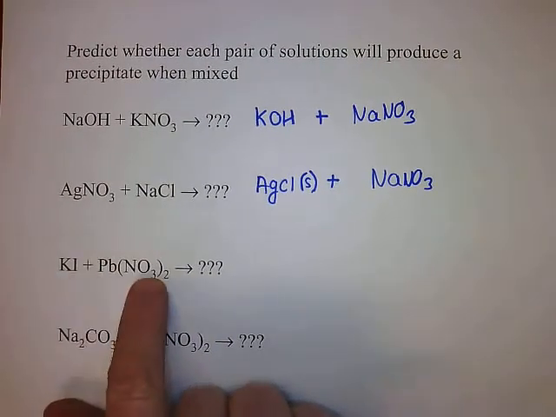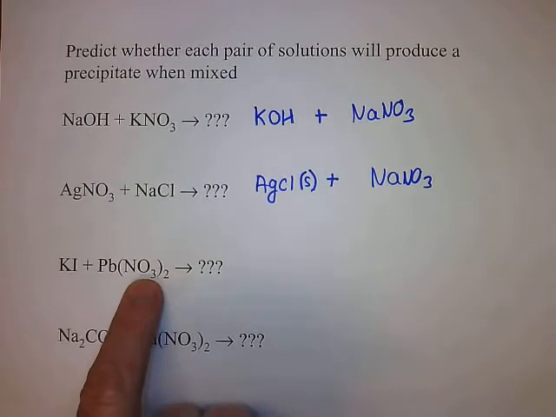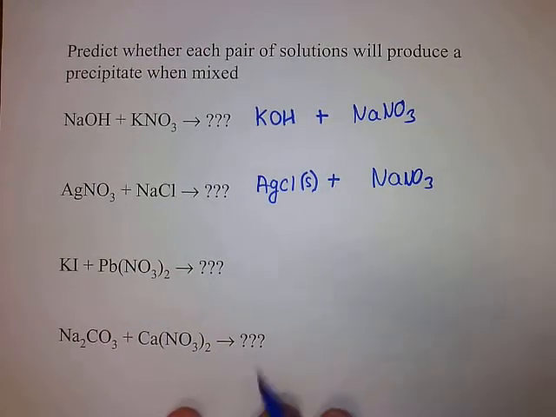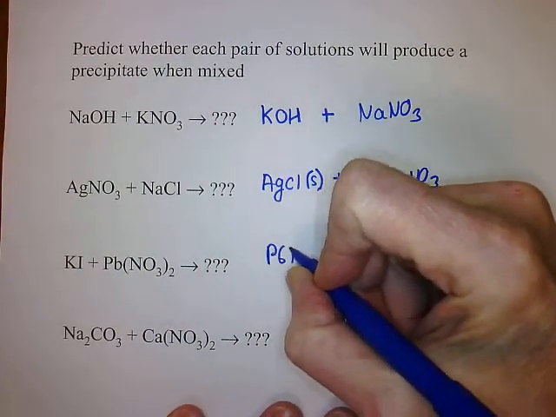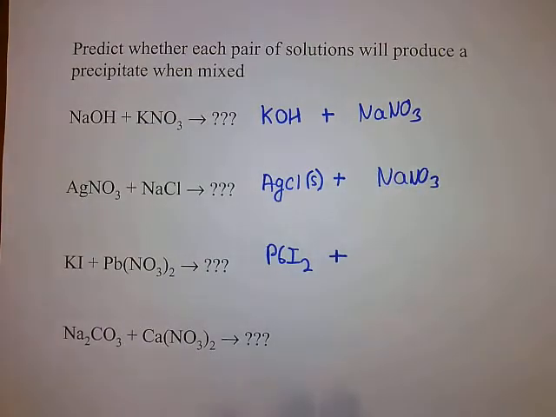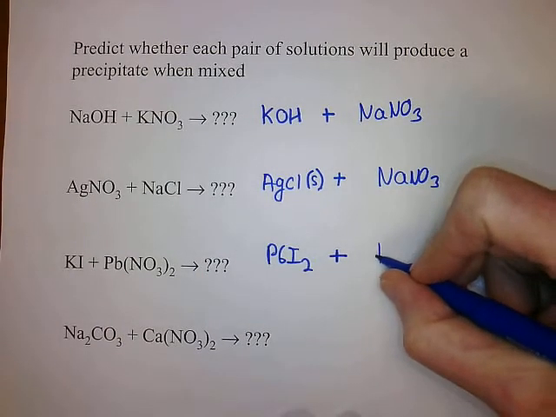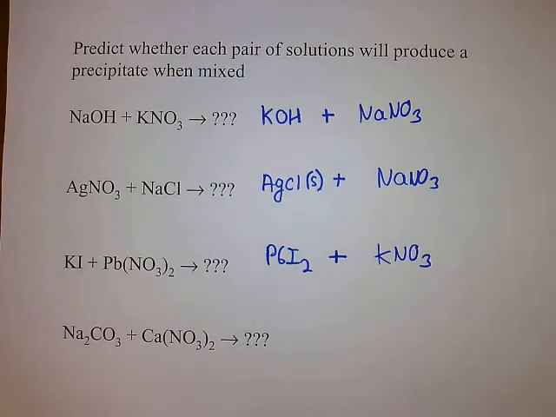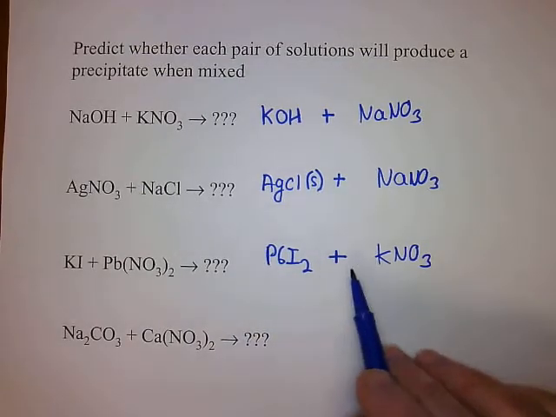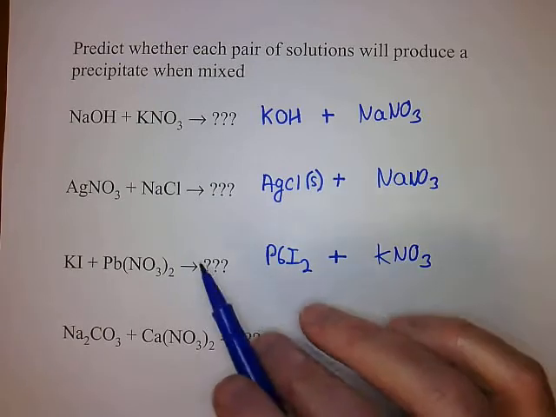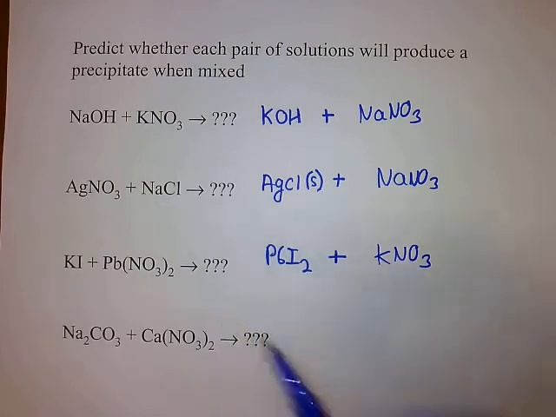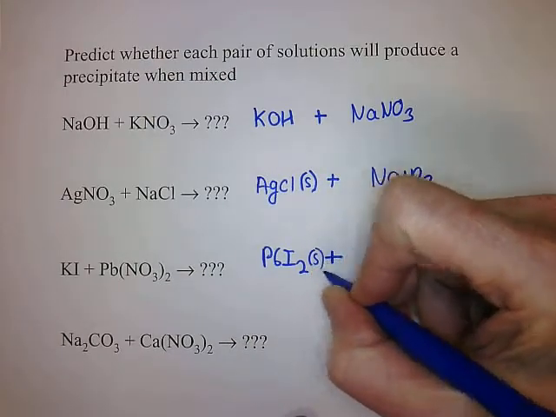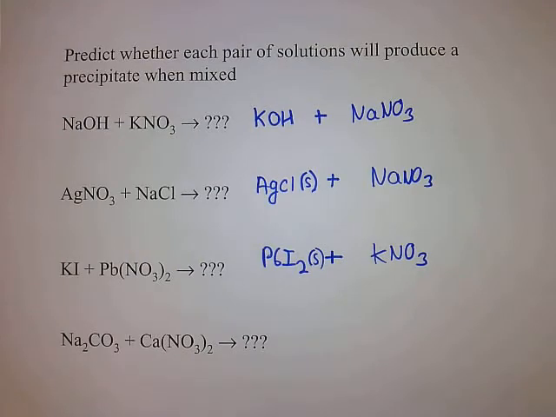So we're going to mix together potassium iodide and lead nitrate. What are our products going to be? Lead iodide and potassium nitrate. Are either of those going to be soluble? Well, all nitrates are soluble, so that one is not going to be a problem. But lead iodide is an example from the previous slide. I said that one is insoluble. So we would have a precipitate there.